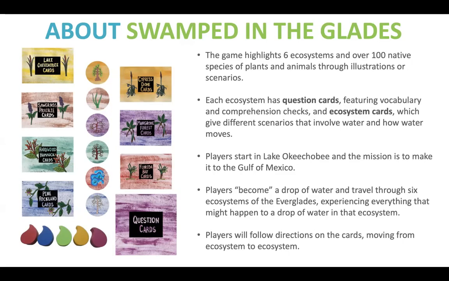Again, players start out in Lake Okeechobee, and their mission is to make it to the Gulf of Mexico. And they do that by becoming a drop of water, traveling through the different ecosystems. This game is a card-driven game, so it's really simple. All you do is read the directions on the card and they tell you what to do. So players draw the cards and move that way from ecosystem to ecosystem.